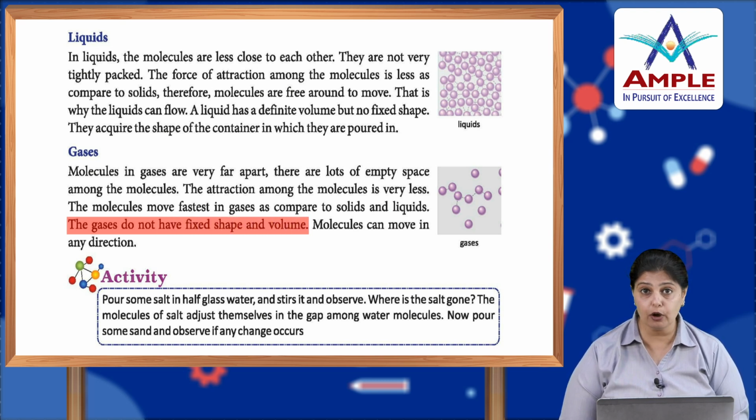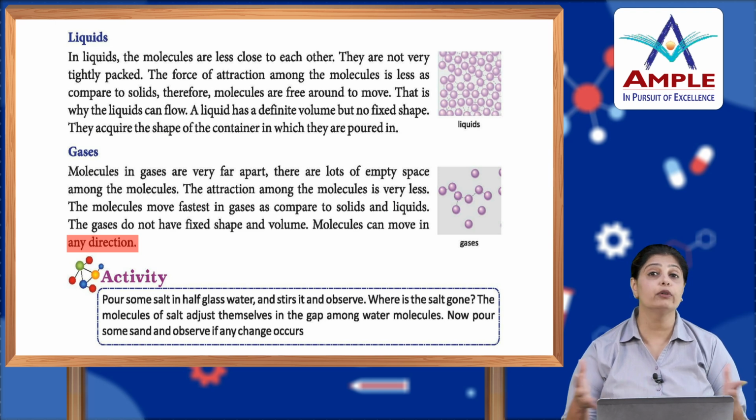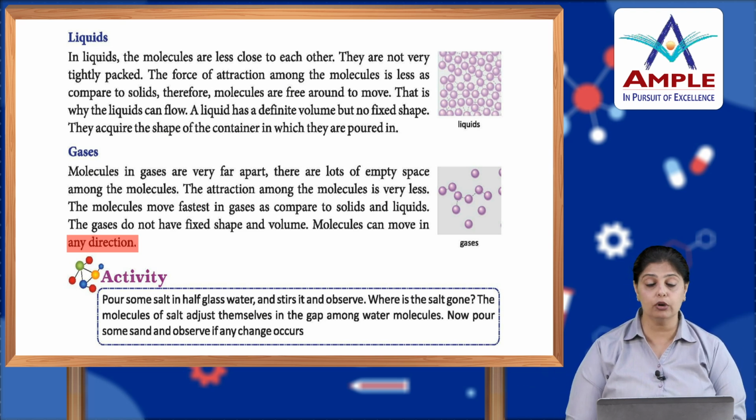Liquids have a fixed volume. That is 1 liter, 2 liter and so on. Gases have no fixed volume. Molecules can move in any direction. There is no fixed direction in which a molecule can go. It can move around everywhere. It is all over the place.